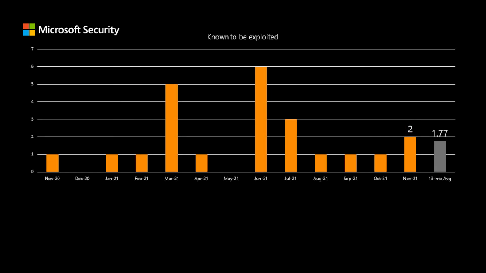And when we look at the vulnerabilities that are known to be exploited, these are vulnerabilities where through some type of telemetry, whether our own or our third-party partners, we've noticed some sort of exploitation. And this month there are 2 vulnerabilities that fall into that bucket, which is just over what we've been averaging over the past 13 months.